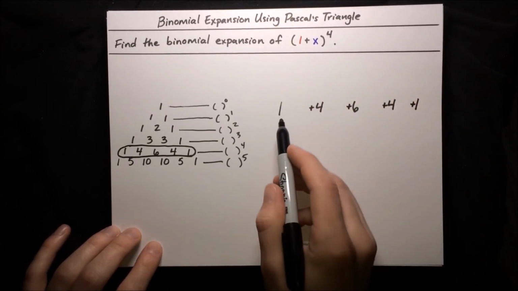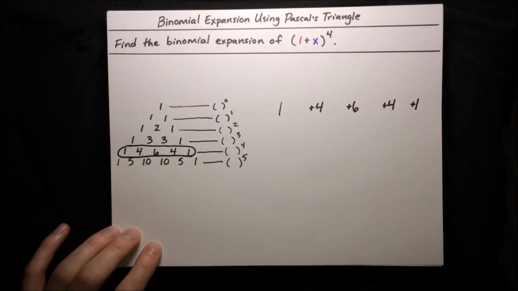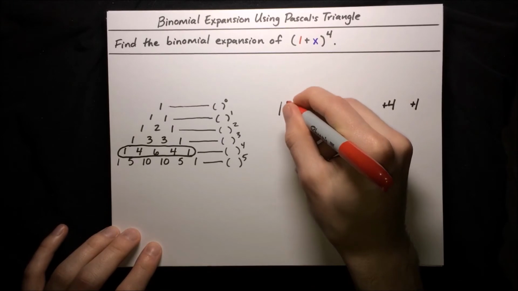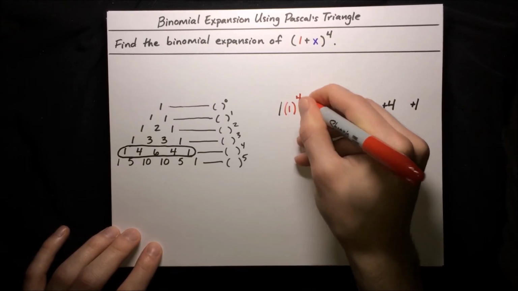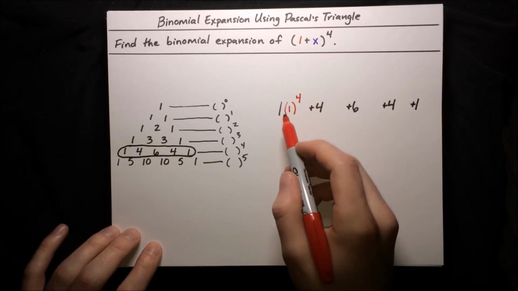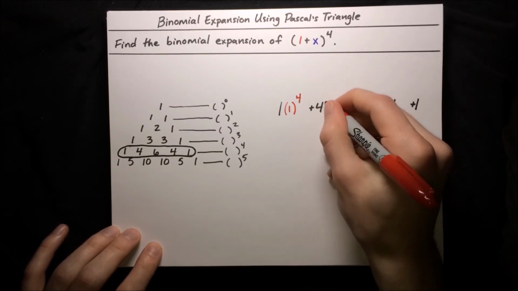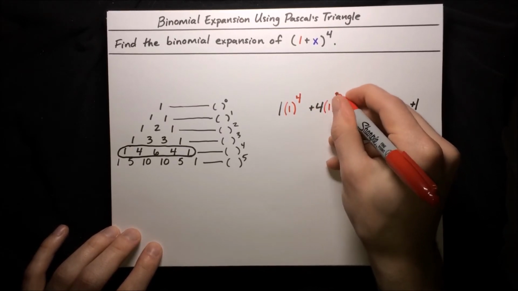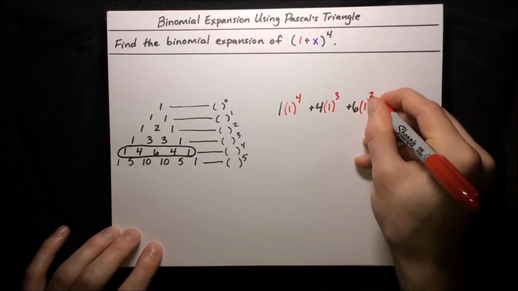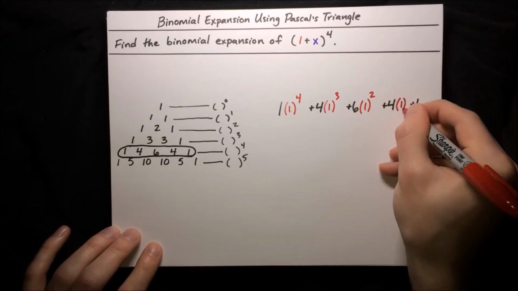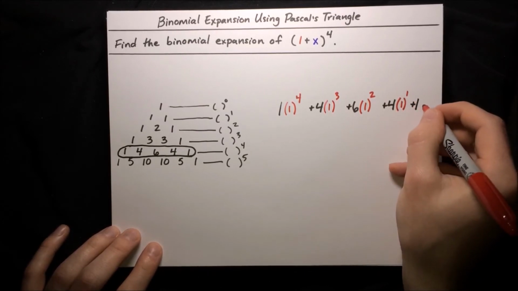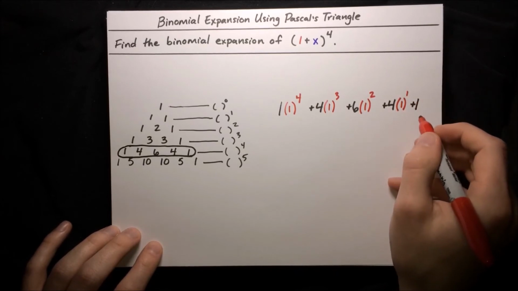Okay, so how about the first one? The first one is just 1 times the first term to the fourth power. And then the second term doesn't appear. And then the fourth power just gets decreased to the third power in the next term, and then the second power in the next term, and then the first power in the next term. And then it doesn't appear in the last term because that's just to the 0th power.